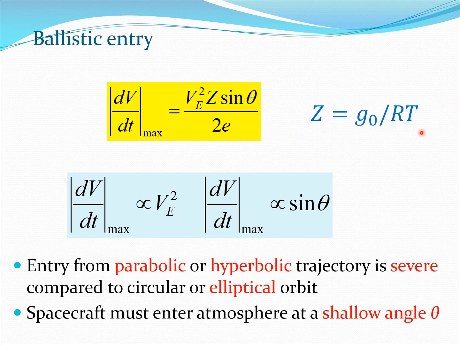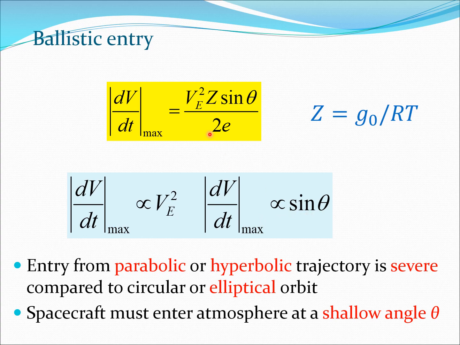Now the planetary conditions come in through the z value because r reflects the nature of the gas you are dealing with. G0 of course is the acceleration due to gravity. Now this equation is giving me two ideas rather, that the maximum deceleration is directly proportional to ve square and also directly proportional to sine theta.